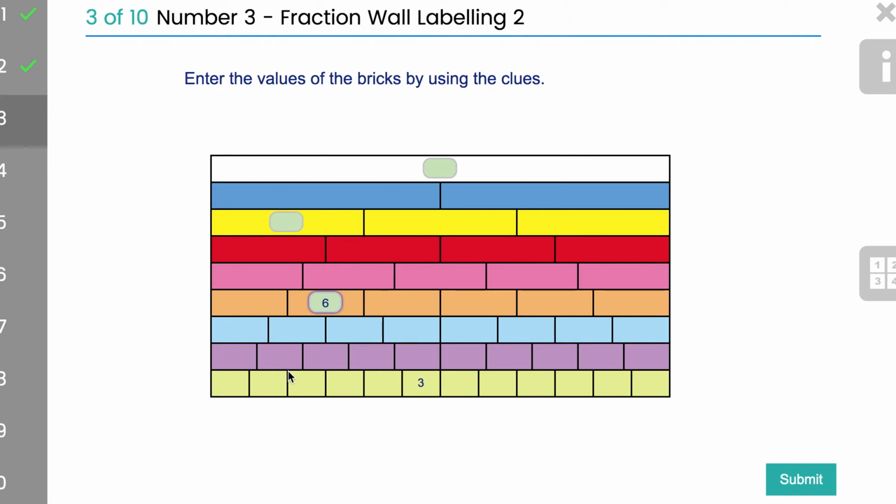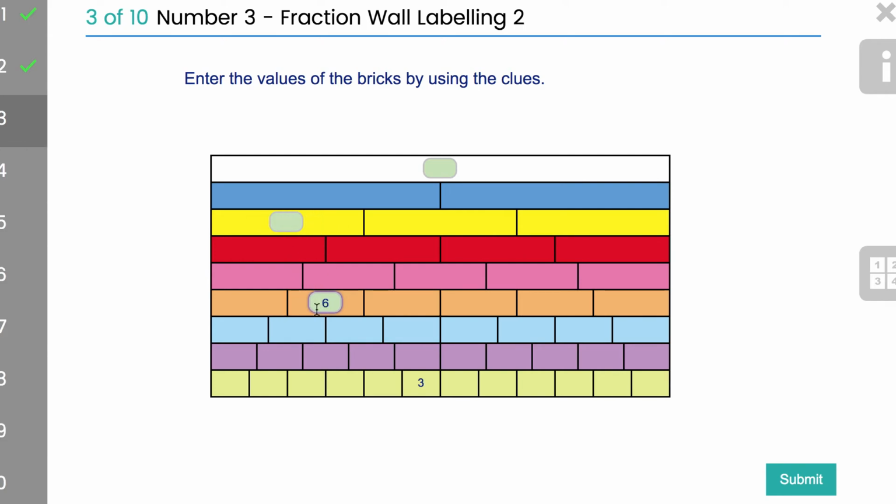See the lines here? Look at where the lines come. So it's saying that you've got 2 of these things, and you know that they're all 3. So 2 3s make 6. Same thing, look at the lines here and here. So these 2 together make up this yellow one. 2 sixths make up a third.